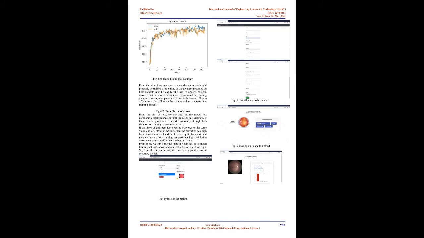From the plot of loss, we can see that the model has comparable performance on both train and test datasets. If these parallel plots start to depart consistently, it might be a sign to stop training at an earlier epoch. If the lines of train test loss seem to converge to the same value and are close at the end, then the classifier has high bias. If on the other hand the lines are quite far apart, and then we have a low training set error but high validation error, then your classifier has too high variance.